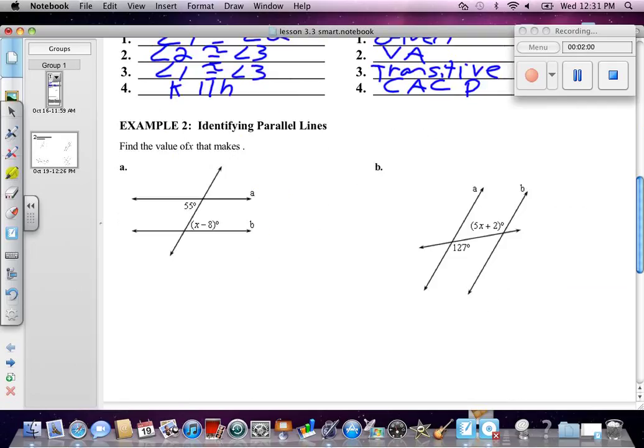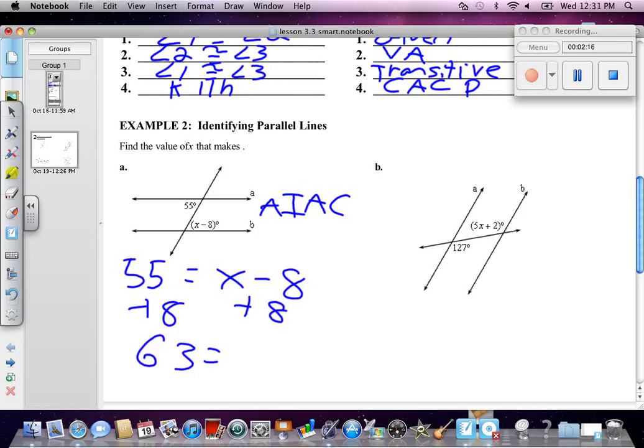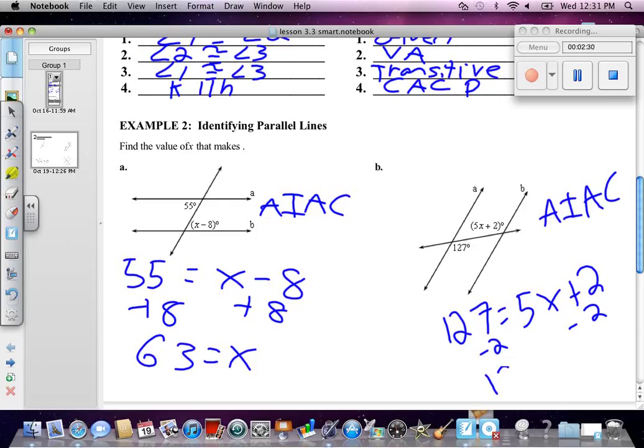Now we're going to look at part A. We're going to prove that A and B are parallel. Therefore, 55 has to equal x minus 8, and that is the alternate interior angle converse. So we add 8 to both sides, and we get 63 equals x. Part B is also the alternate interior angle converse. So 127 has to equal 5x plus 2. We subtract 2 from both sides and say 125 equals 5x. Divide both sides by 5, and x equals 25.